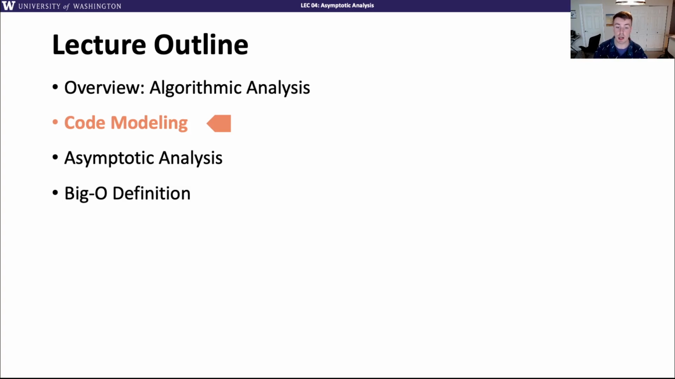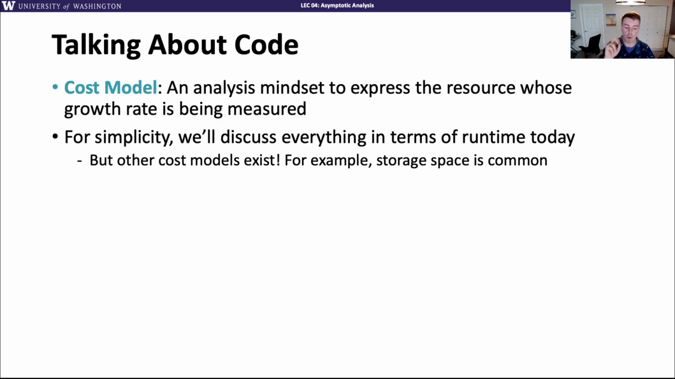So in this video, we're going to talk about that first step of the algorithmic analysis process, which is code modeling. Taking code and trying to come up with a function that describes its runtime. One thing that's important to mention, and I kind of alluded to this in the last video, is that today we're going to be talking about runtime. But for code modeling, you can really abstract this to this idea of any cost model.